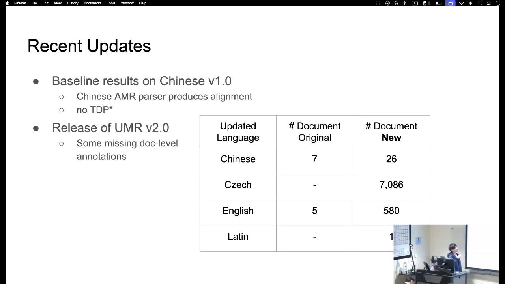The results so far, also in Haibo's results, are only on English 1.0. But as some of you know, there is a release of 2.0, and these are some of the updates that have been made to the release. For Chinese, it went from 7 to 26. There's a lot of check. And for English, we have gone from 5 to 580. Some of them are missing the document level annotations, so that needs to be taken into account. But I guess the data set is becoming larger as time goes.